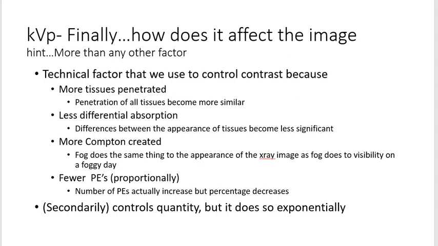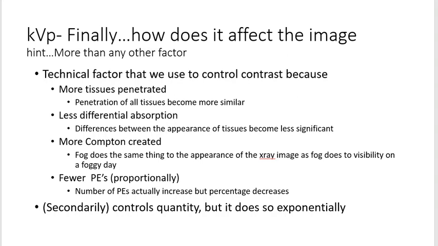So if we have an X-ray beam that penetrated all tissue types identically, then we would have no contrast at all. We have to have differential absorption in order to see contrast. If everything was penetrated at the same rate, then we would have no contrast. So the closer we get to equal penetration for every tissue type, the less contrast we have.